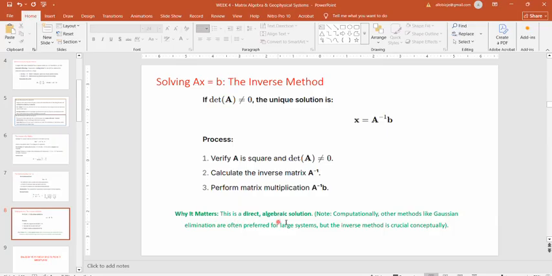Why does it matter? This is a direct algebraic solution. Note that computationally, other methods like Gaussian elimination are often preferred for large systems, but the inverse method is crucial conceptually. Most times we do this because we have small systems. The matrix can be 4 by 4, 5 by 5, 6 by 6, but those are advanced, in fact beyond the scope for now. To do more of that, there's what we call the Gaussian elimination method, which helps to solve that.